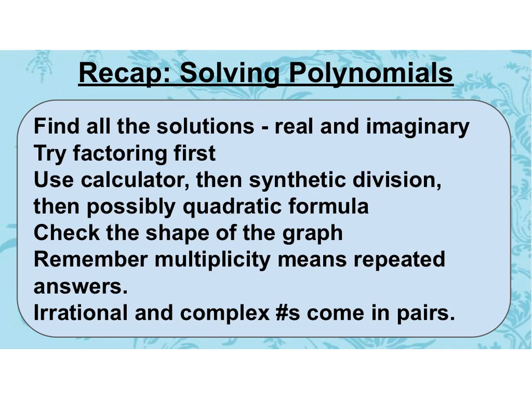And to recap, when you are asked to solve for polynomials, you should find all the solutions, real and imaginary. Try factoring first. If it's not factorable, use your calculator to find some zeros. Do synthetic division, then possibly use the quadratic formula. Check the shape of the graph. It might be tangent and you have 2 answers. It might curve through and you have 3 answers. Remembering that multiplicity does mean repeated answers. And also remember, imaginary and irrational numbers come in pairs. Nice job.